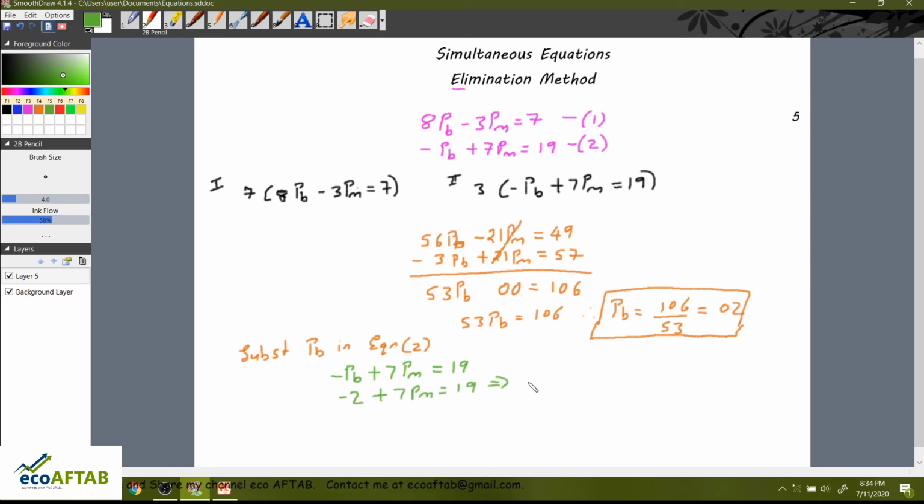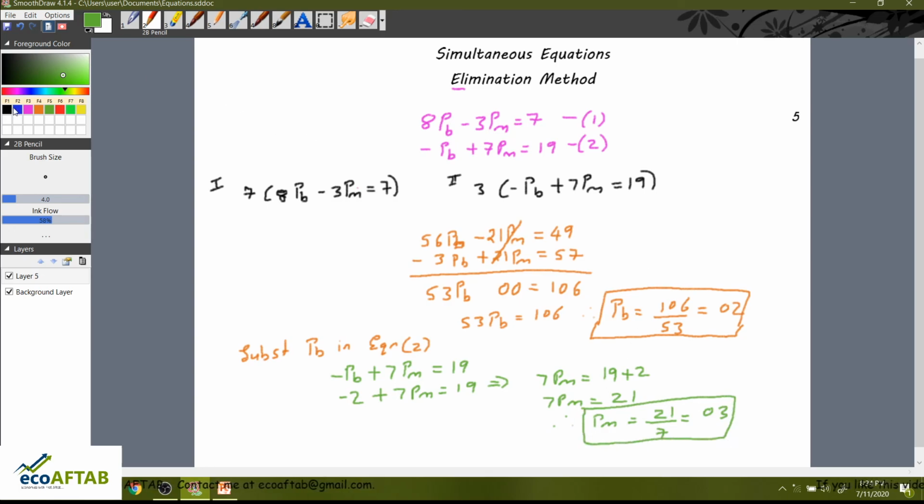This implies 7PM is equal to 19 plus 2. As this minus 2 comes on the right side, it becomes plus 2. Therefore 7PM is equal to 21. Therefore PM is equal to 21 divided by 7, and that is equal to 3. So we got the price of mangoes. The price of mangoes is 3.